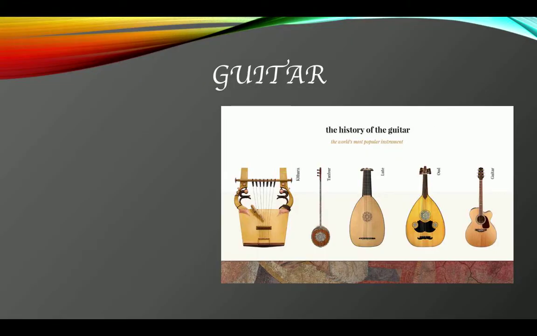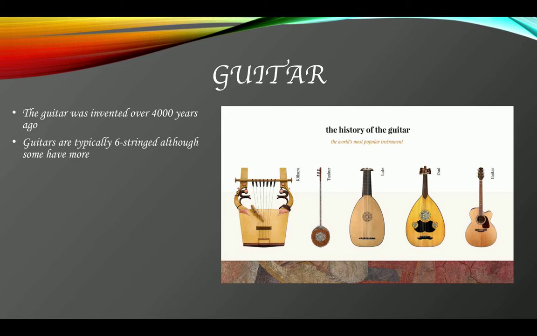So, guitar. The guitar was invented over 4,000 years ago. Technically, just different variations of the guitar. The modern guitar was actually invented a lot sooner than that. So, guitars typically are six string, although some have more.